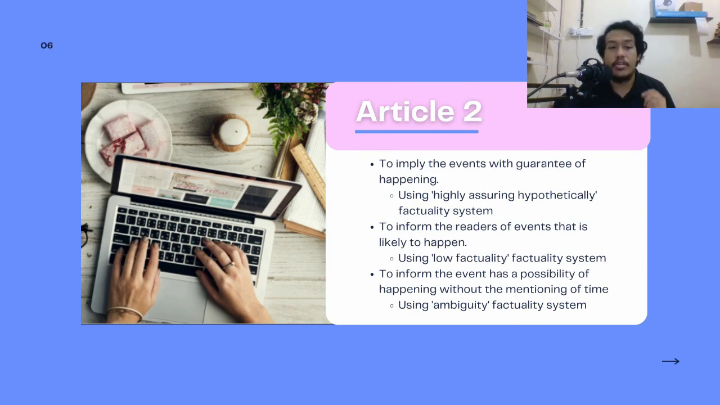As a conclusion for my part, the usage of the factuality system allows factual information to be delivered to the readers, as well as persuading them either implicitly or explicitly to take their own initiative of preparing by mentioning events that will or will not happen.